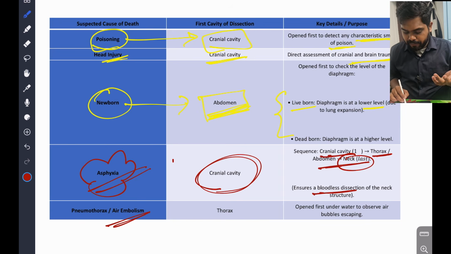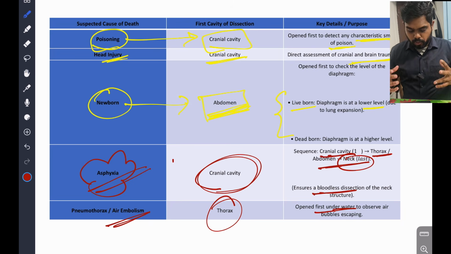For pneumothorax or air embolism, we definitely have to see the thorax. Open it first underwater to observe air bubbles escaping. So when suspecting pneumothorax or air embolism, we open the thorax and immerse the lung in water. If air comes out, there is air. Like that we have to see.